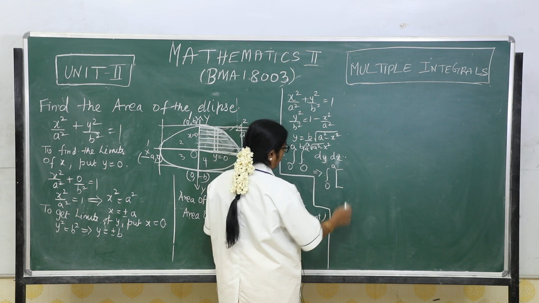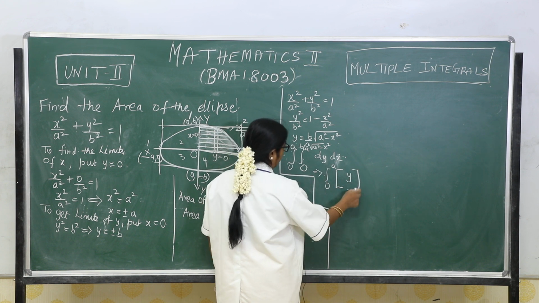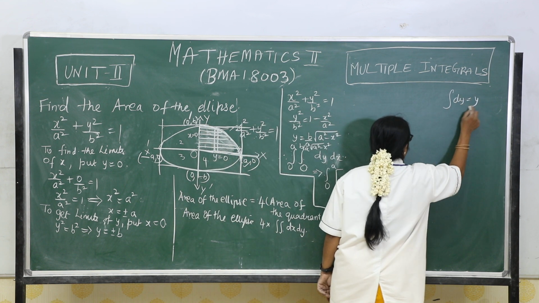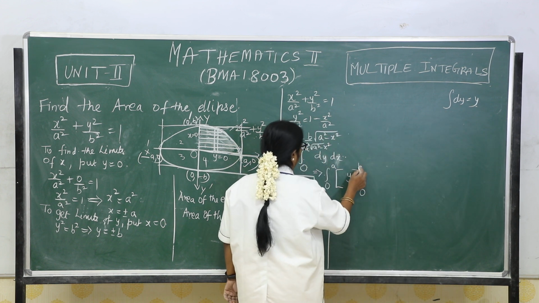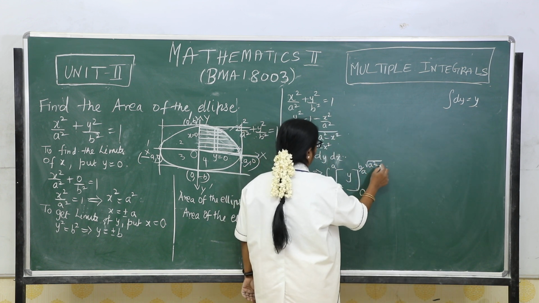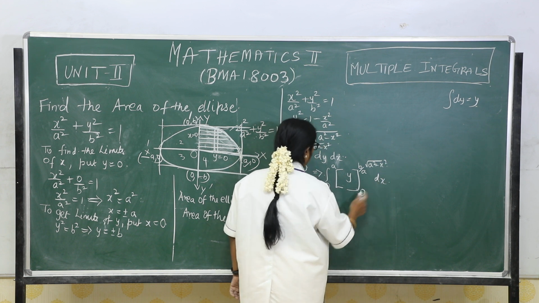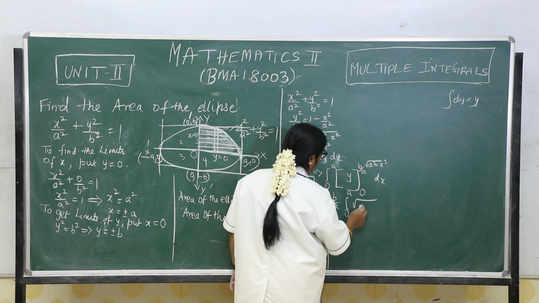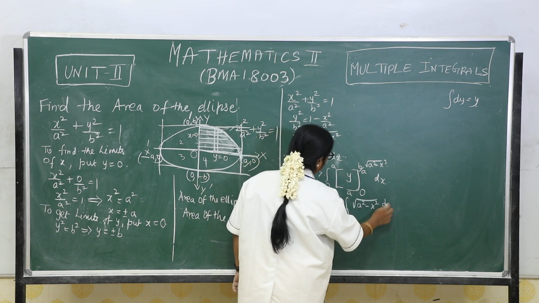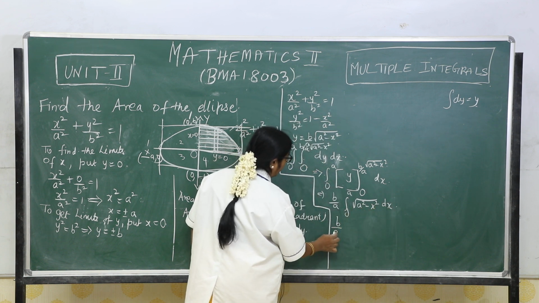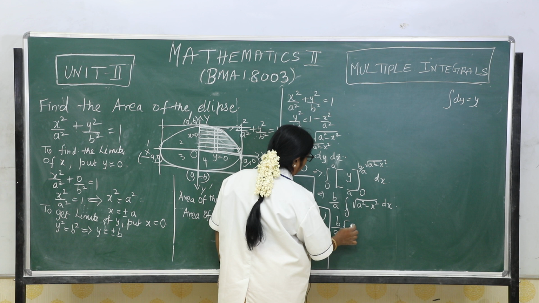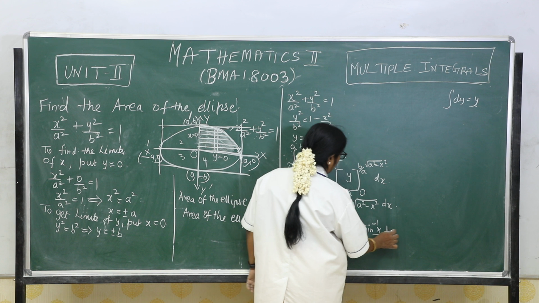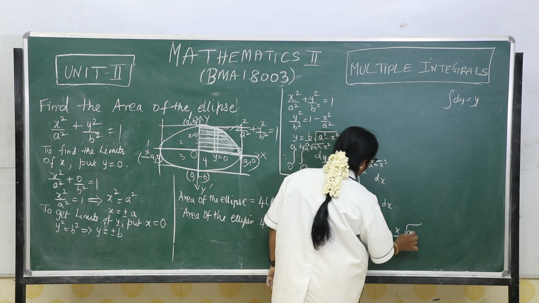double integral dy dx, integration of y, integral of dy will be y between 0 to b by a root of a squared minus x squared dx. b by a can be taken out, integral 0 to a root of a squared minus x squared dx. By formula, what is the integral of root of a squared minus x squared? a squared by 2 sin inverse of x by a plus x by 2 into root of a squared minus x squared.